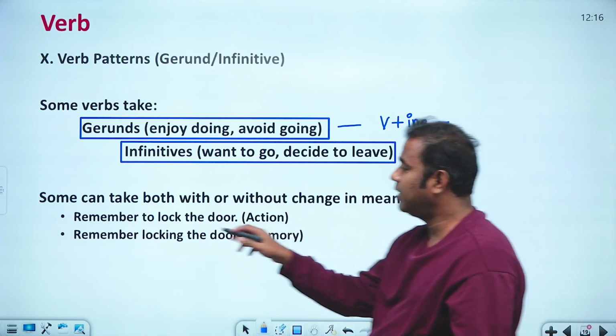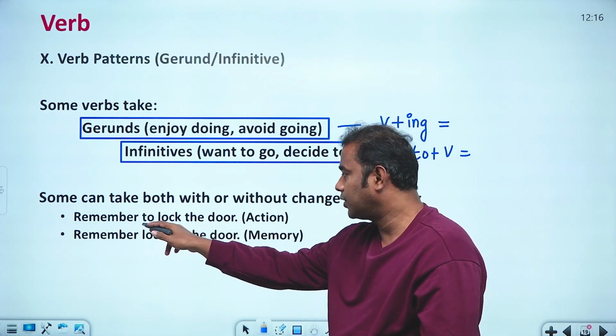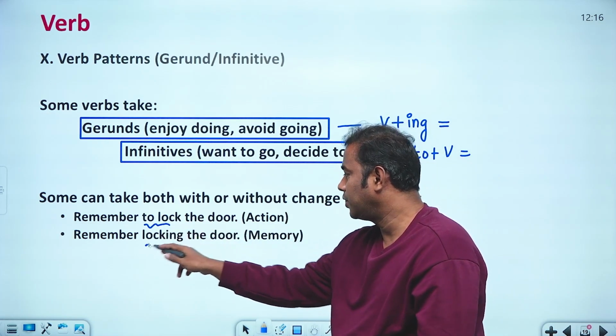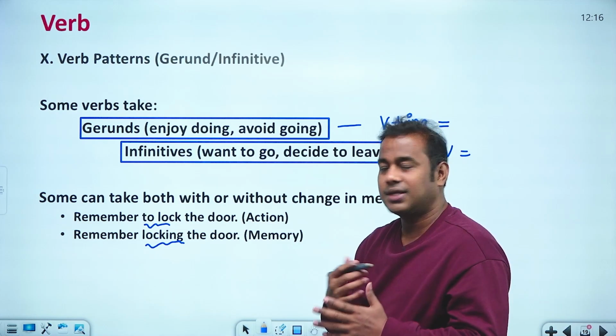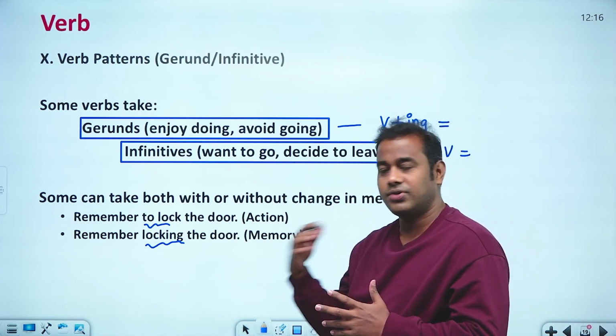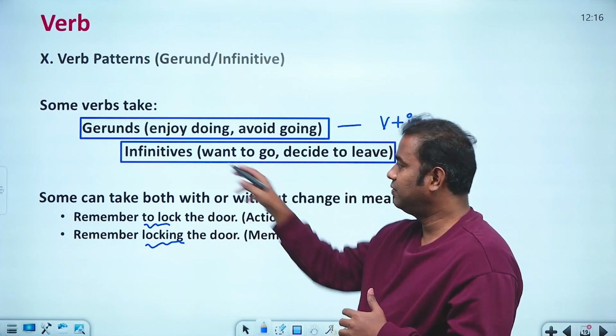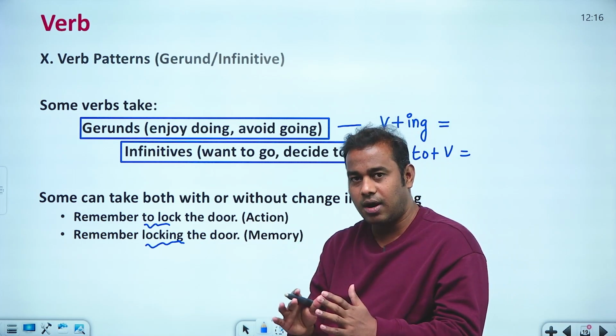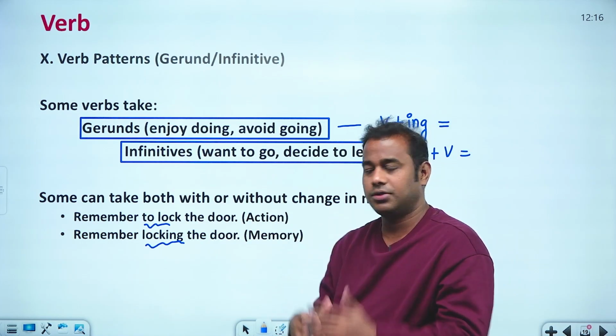So look at one example here. Remember to lock the door, remember locking the door. Both have the same meaning. Locking the door is basically a gerund, to lock the door is an action, which is the infinitive form. You have not locked the door yet, but you are going to do it, something like that.